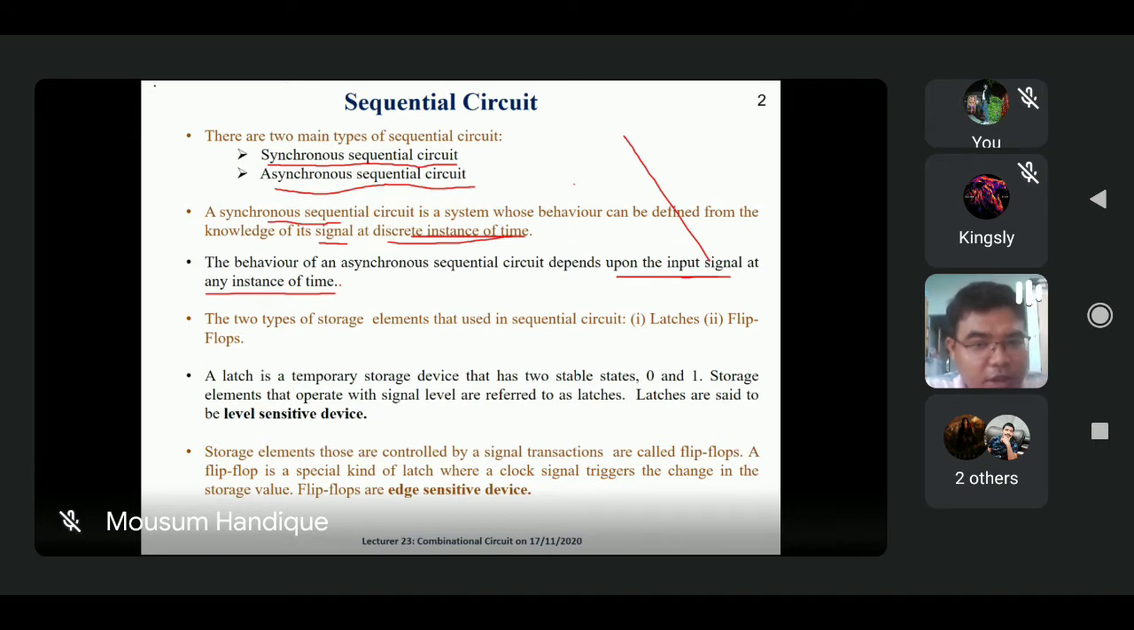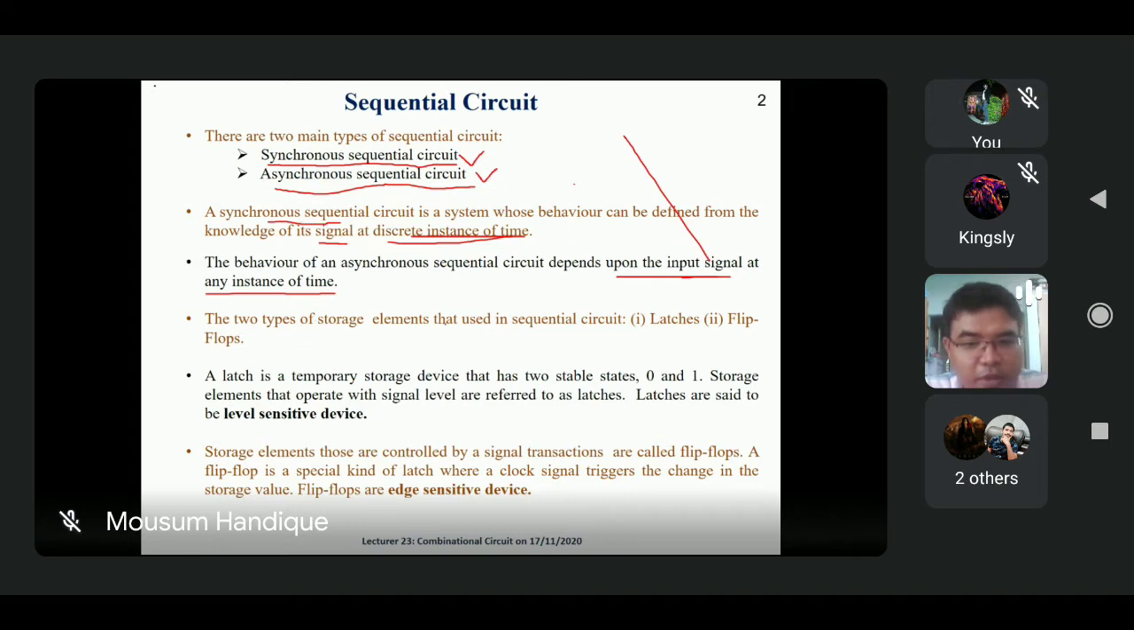How we design these two circuits, we will discuss later. But for the time being, you have to know the difference. The difference is that when we can define behavior from the knowledge of signals at discrete instants of time, it is called a synchronous sequential circuit. And when we are using the input signal at any instant of time, it is called an asynchronous sequential circuit. Are you getting my point?